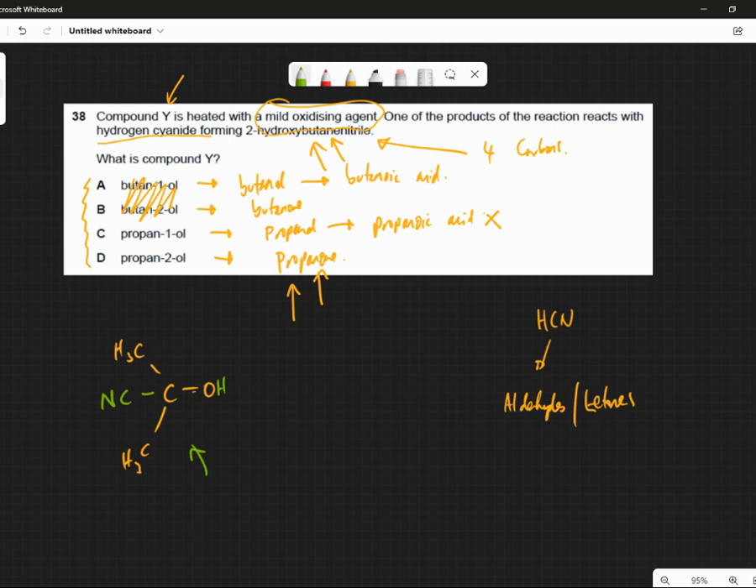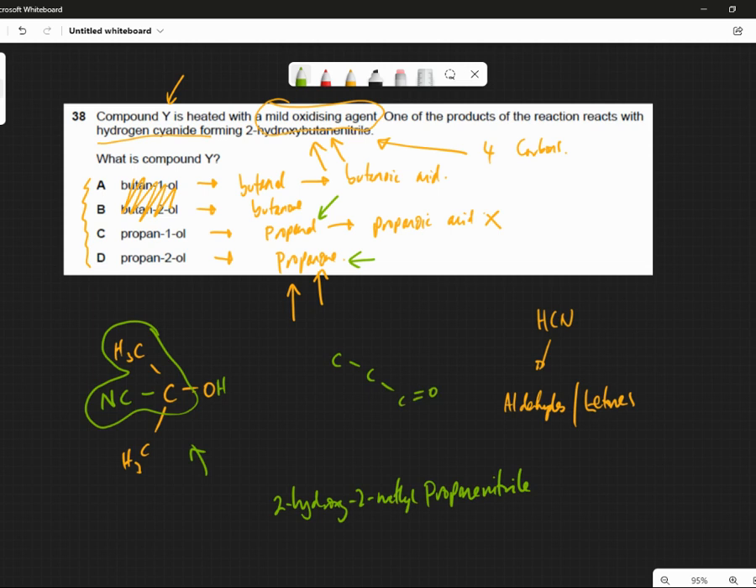This one is not right, is it? Let's do the longest chain. This is propane nitrile, and this one is actually 2-hydroxy-2-methyl. So even though I thought they were looking at this one, it looks like they were looking at propanal. So let's do propanal. 1, 2, 3. There's that. H is there.